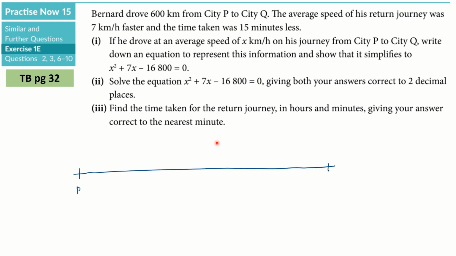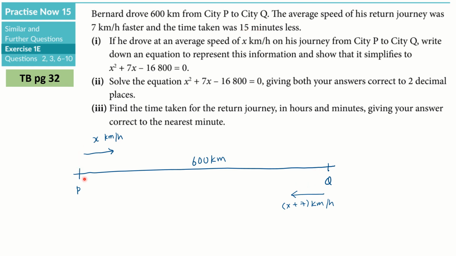I will first have my city P to city Q, indicating that they are 600 kilometers apart. Then the question told us that from P to Q, it is going to be traveling at X kilometers per hour. Then from Q to P, it was mentioned that it is 7 kilometers per hour faster, and therefore it will be X plus 7 kilometers per hour. I did not include the 15 minutes less information. I'll keep that in mind first, for us to use.